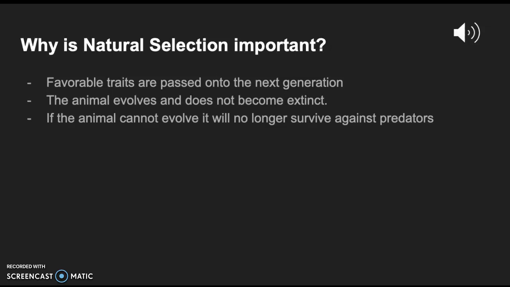The next is that the animal evolves and does not become extinct. An example of this is the deer mice. Being able to blend into light terrain gives them a better chance of survival, and being able to have more offspring develops a larger population. If the animal cannot evolve, it will no longer survive against predators. The deer mice have to get away from predators, so they blend into their terrain and use their colors to their advantage.